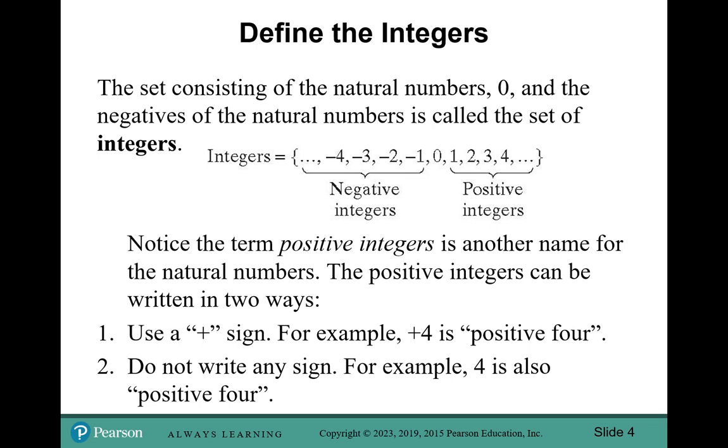The positive integers can be written in two ways. We can use the plus sign, for example, +4. Or we can just not write the sign. For number 2, do not write any sign. For example, 4 is also just +4.